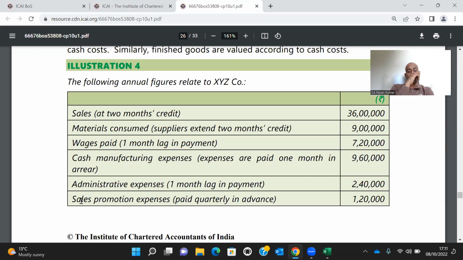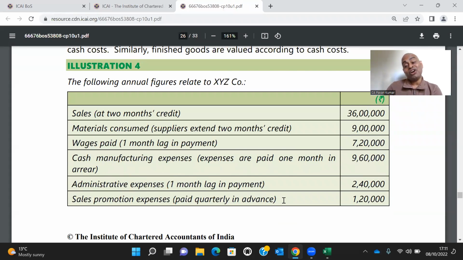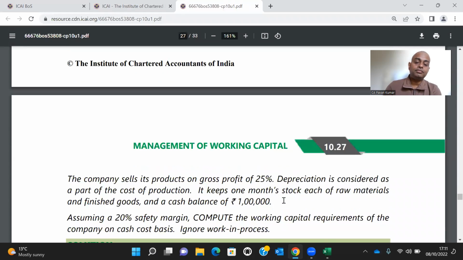Continue. Sales promotion expenses paid quarterly in advance. 1,20,000. So current asset. Very good. Because this is paid in advance, it is current asset. How much can you tell me? How much? 30,000. 30,000 or 40,000? 30,000 is the correct answer, but many students will say 40,000. Quarters. That's all. Next, continue.